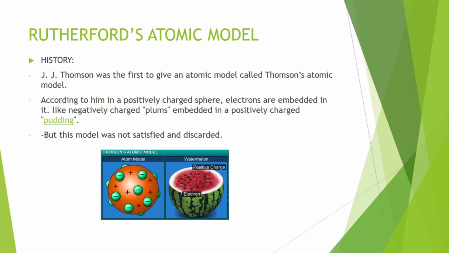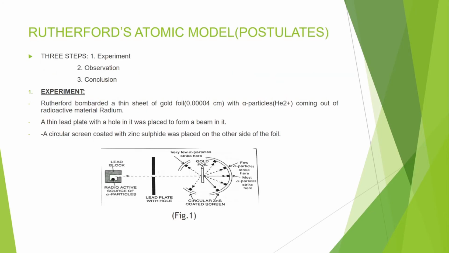However, Thomson's atomic model was not widely accepted and was discarded in a later period. After the discarding of J.J. Thomson's plum pudding model, various experiments were carried out worldwide in order to reveal the actual structure of an atom. Later, Rutherford conducted an experiment commonly known as Rutherford's gold foil experiment, which helped to reveal the structure of the atom in a more accurate manner. So, let's move to our Rutherford's atomic model.